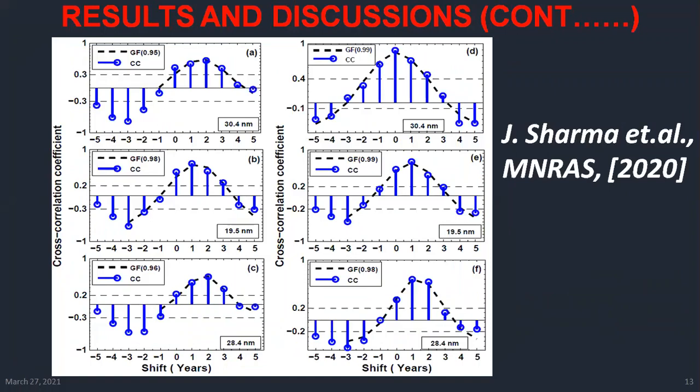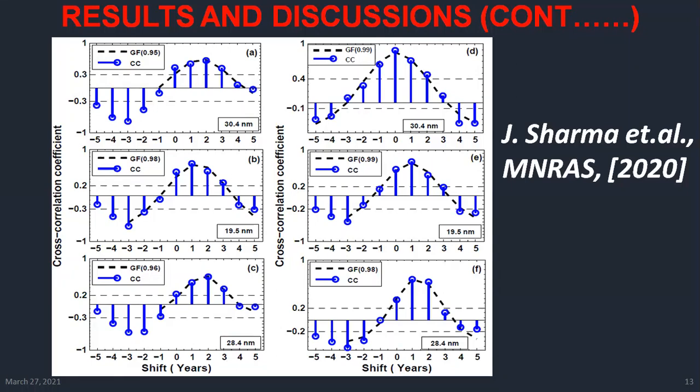In this slide, we show a very strong relationship between hemispheric asymmetry in rotation rate and solar activity indicators. In left panels A, B, and C, we show a cross correlation between hemispheric asymmetry in rotation rate and sunspot numbers as a function of shift in years. A Gaussian function has been fitted to calculate a more accurate value of the shift in years.